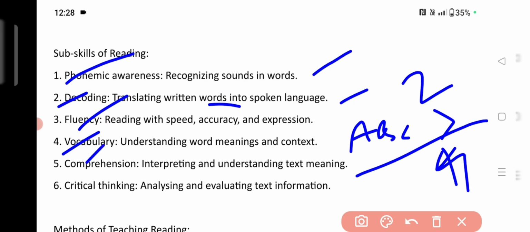So the comprehension, interpreting and understanding the text meaning. Critical thinking, analyzing and evaluating the text information, right?